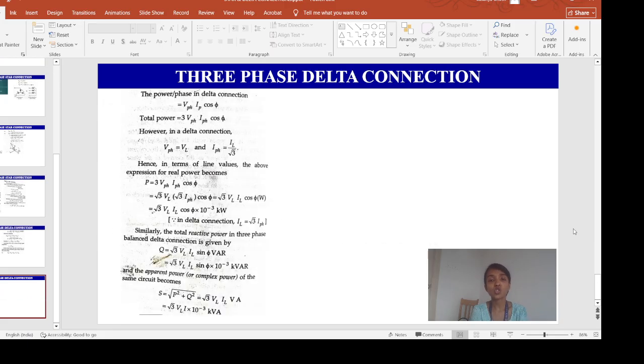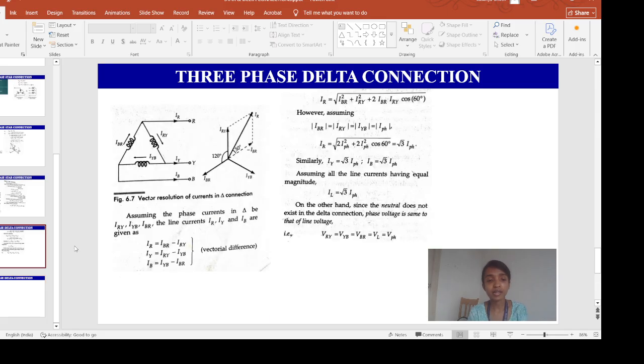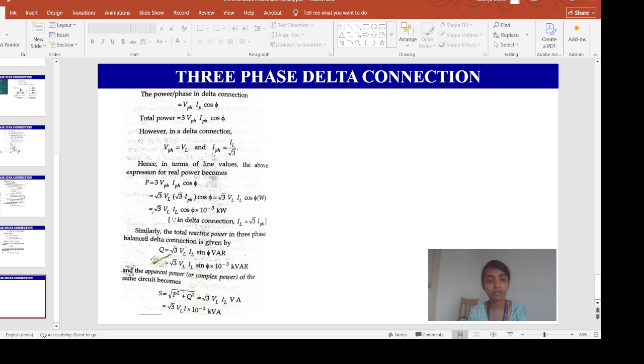Now, how to calculate the power in delta connection? Same: active power is V phase I phase cos phi in a single phase, so for a 3-phase system the total active power will be multiplied by 3. In delta connection, V phase equals VL, and we have seen IL equals root 3 I phase, so I phase will be IL by root 3. So what will be my total active power? We got 3 into V phase I phase cos phi.